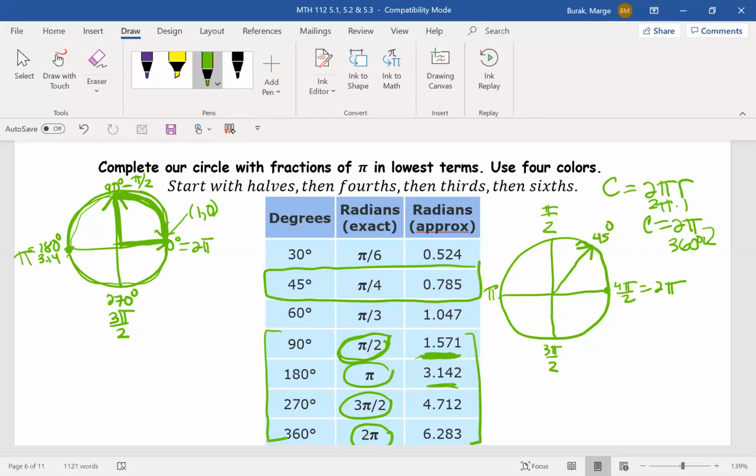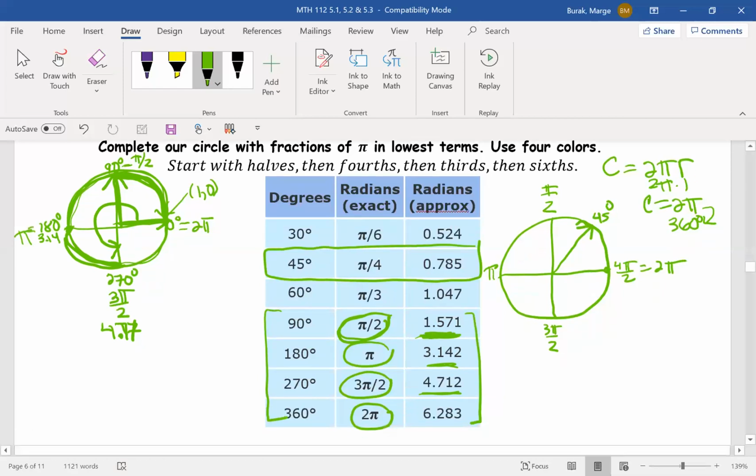If you start at 0 and go all the way down to 270 degrees, that's going to be 3 pi over 2. So half a pi, that's 1.5 pi's, and that's really about 4.712 radians. And then if you went all the way around to 2 pi, there's your 6.28, or 2 pi.